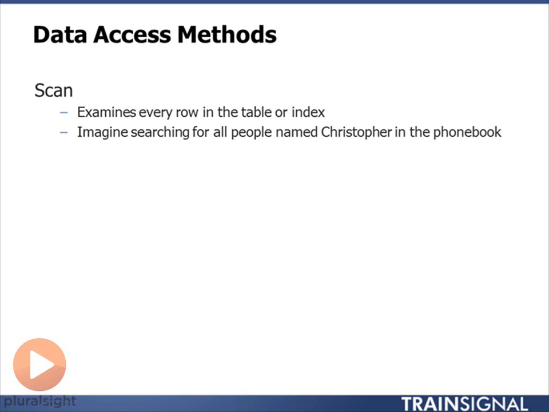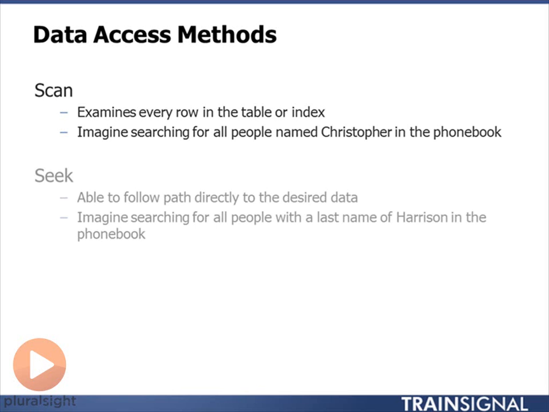For example, imagine, if you will, that you wanted to find every single person in the phone book with a first name of Christopher. Now, of course, phone books are sorted by last name and then by first name, so the only option that I would have is to search through every single entry in the phone book. On the flip side, however, a generally more optimal way to find data is by doing a seek. With a seek, SQL will follow a path directly to the desired data.